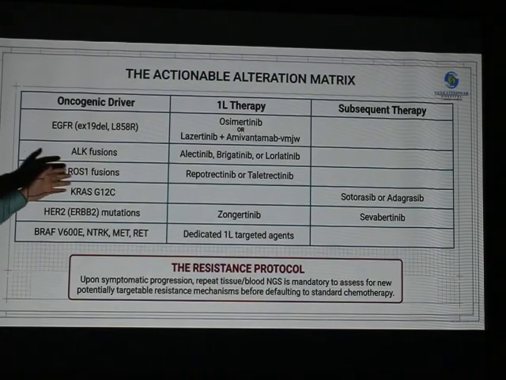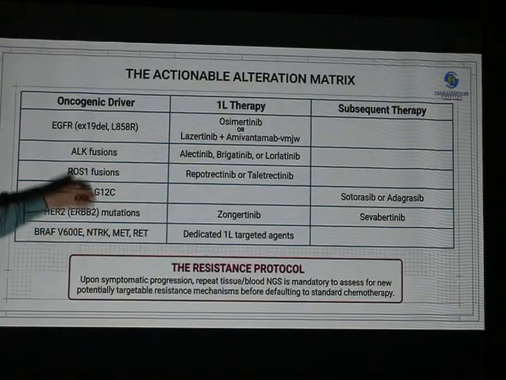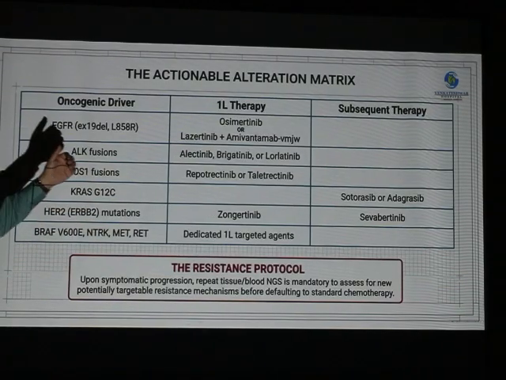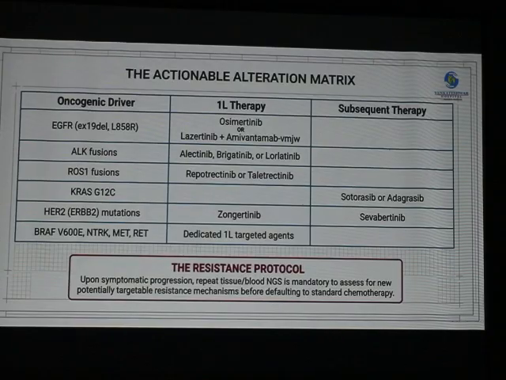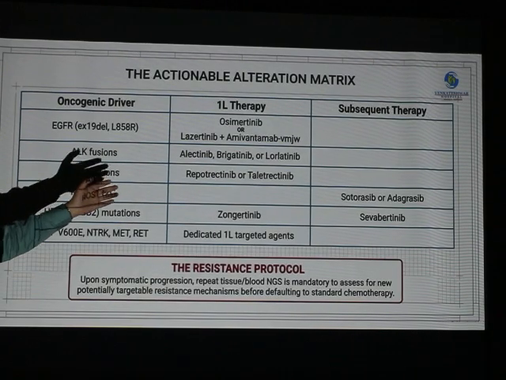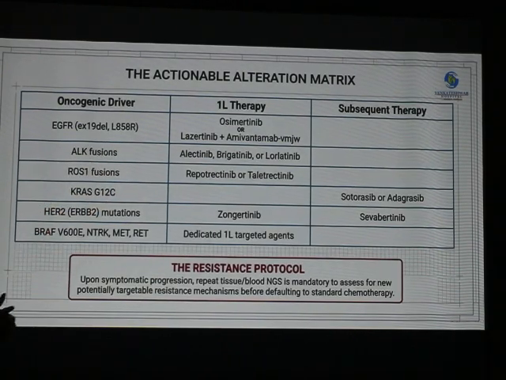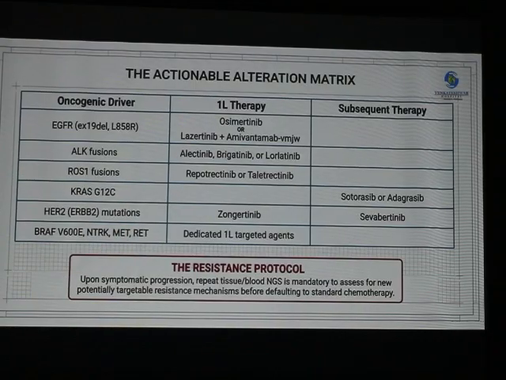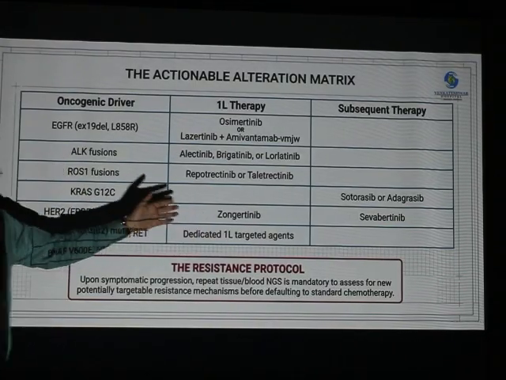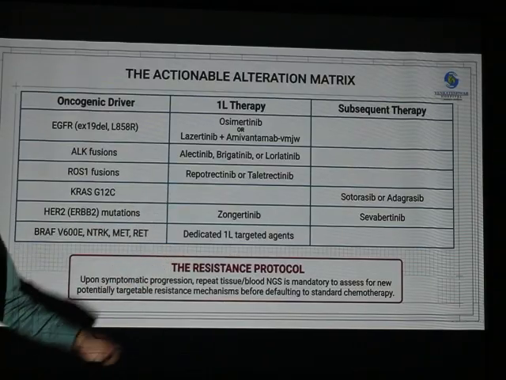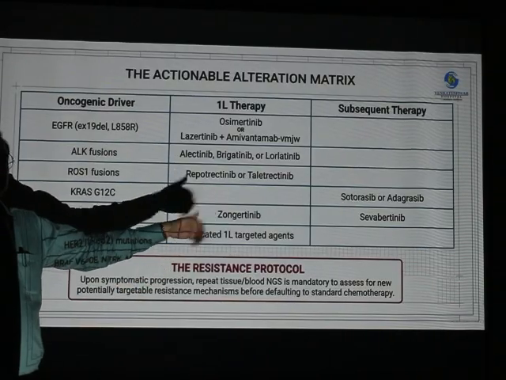So this is how they are being treated. A patient harbors EGFR, we have to give osimertinib, afatinib, gefitinib, erlotinib, right? Then ALK fusions: alectinib, crizotinib, brigatinib, lorlatinib; ROS: crizotinib. So some of these medicines are not even available in India, and now they are recommended first-line drugs.